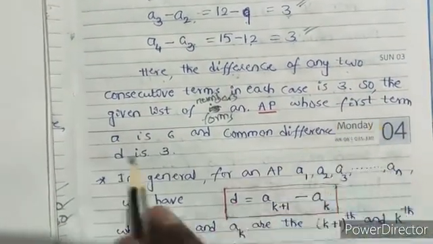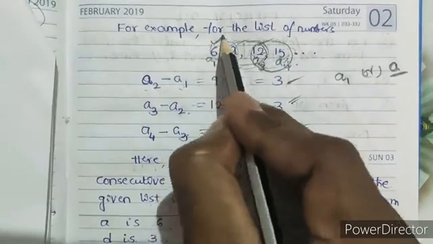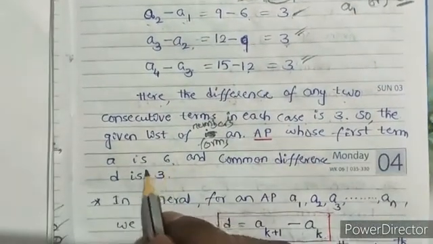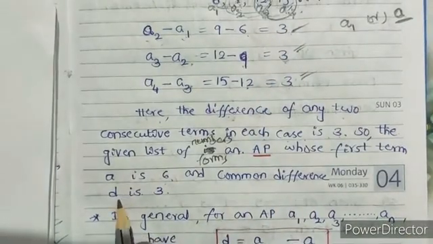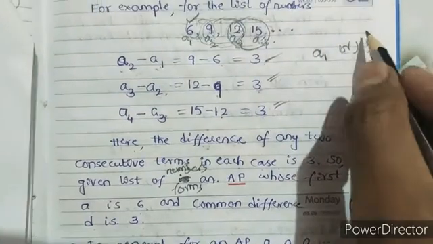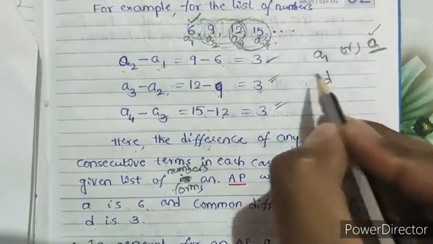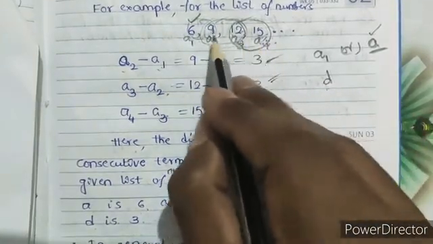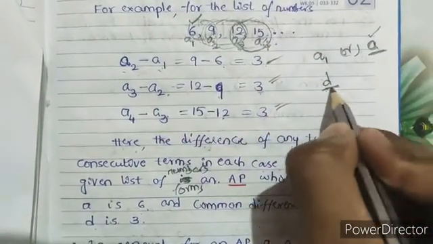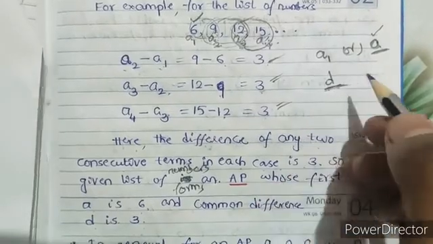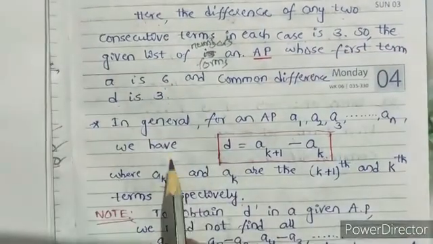So the first term A is 6. Now you observe in this arithmetic progression, the first term is 6, that is represented by A. So A is 6. And what is the common difference you got? 3 only. And the common difference D is 3. So the first term is represented by A, the common difference is represented by D. D for difference. This difference is common in this list of numbers. If you take any two consecutive numbers, the difference is common. That is why this is called common difference and it is represented by the letter D. So in this list of numbers, common difference is 3. So we can write D is 3.